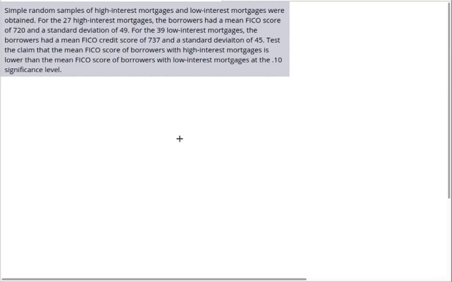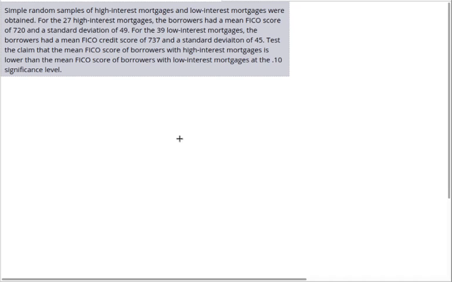In this problem, we're given 27 high-interest mortgages, and in my example here, 39 low-interest mortgages. And for each of those, we've calculated a mean FICO score, that's the Fair Isaac Corporation credit score, essentially, of 720 for the high-interest and 737 for the low-interest mortgages.